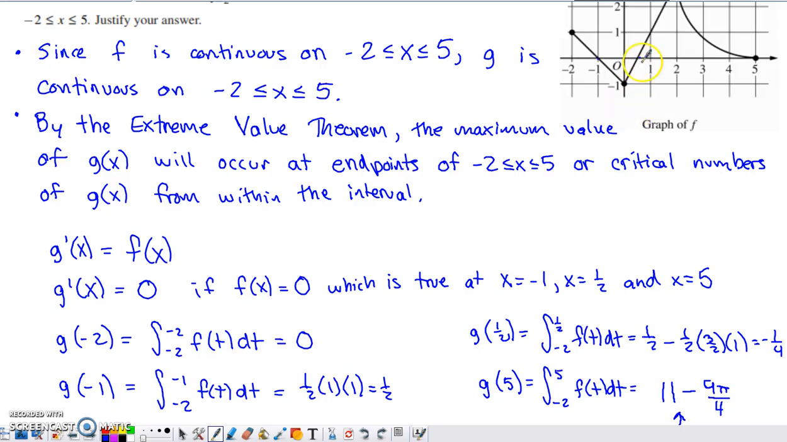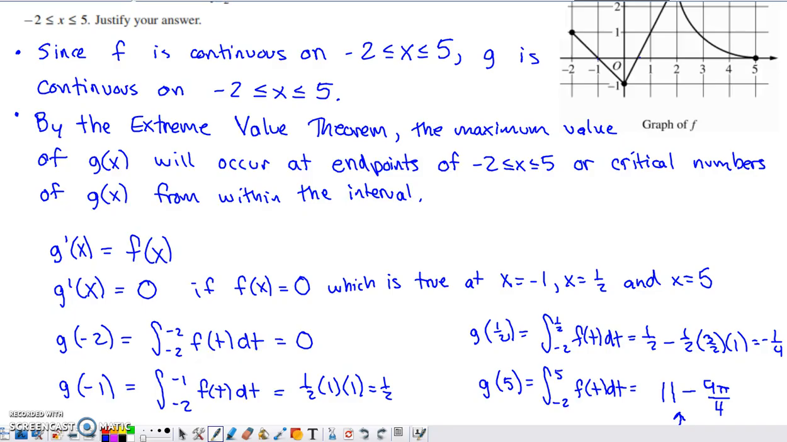Now, at the x value of 1/2, the signed area between f of x and the x-axis from -2 to 1/2 is going to be this triangle's area, which is going to be positive because it's above the x-axis, and then minus this triangle's area, since that triangle appears below the x-axis. So when you get your dimensions, do your calculations, you end up with -1/4 for that.